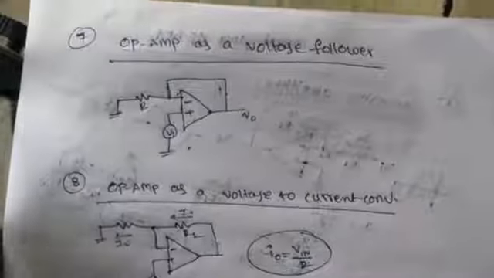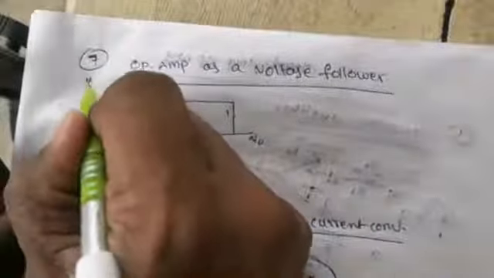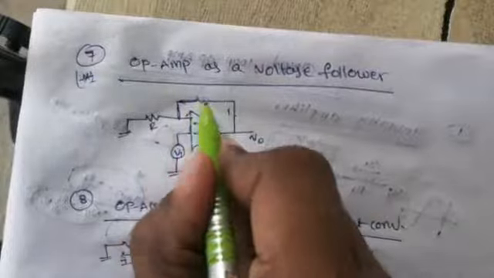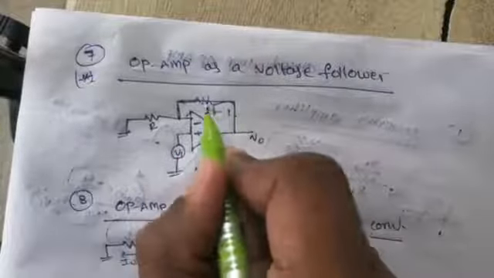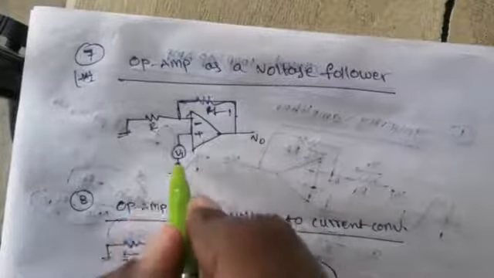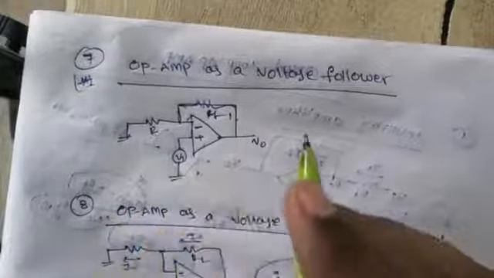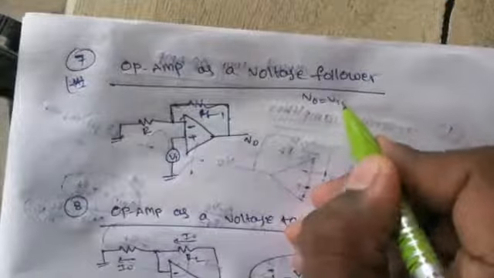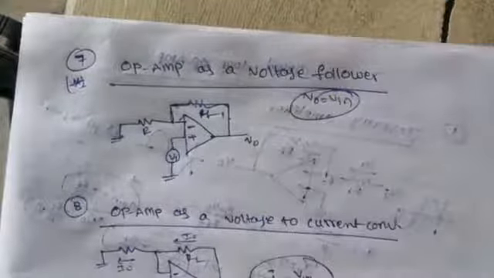Next, we'll discuss the voltage follower circuit. This is a very important question. So here we have the feedback path Rf, and here R. This is the inverting mode operation. What is the meaning of voltage follower? Voltage follower is nothing but the output voltage is equal to the input voltage. Output and input voltages are both the same.